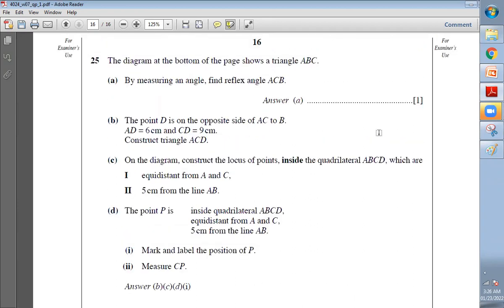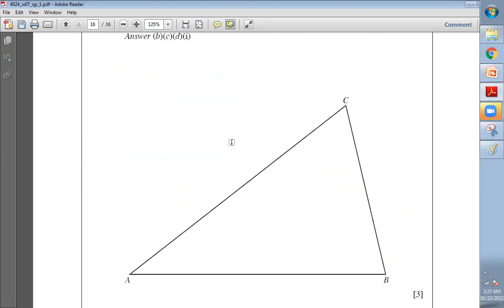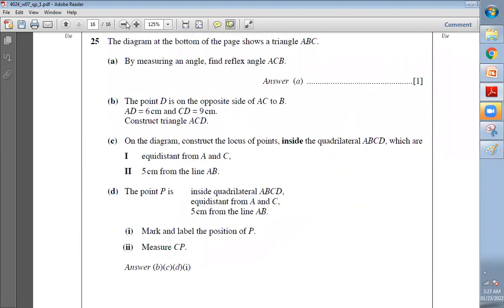The point D is on the opposite side of the AC to B. AD is 6 and CD is 9 centimeter. Construct the triangle ACD. So, let me reduce the size.